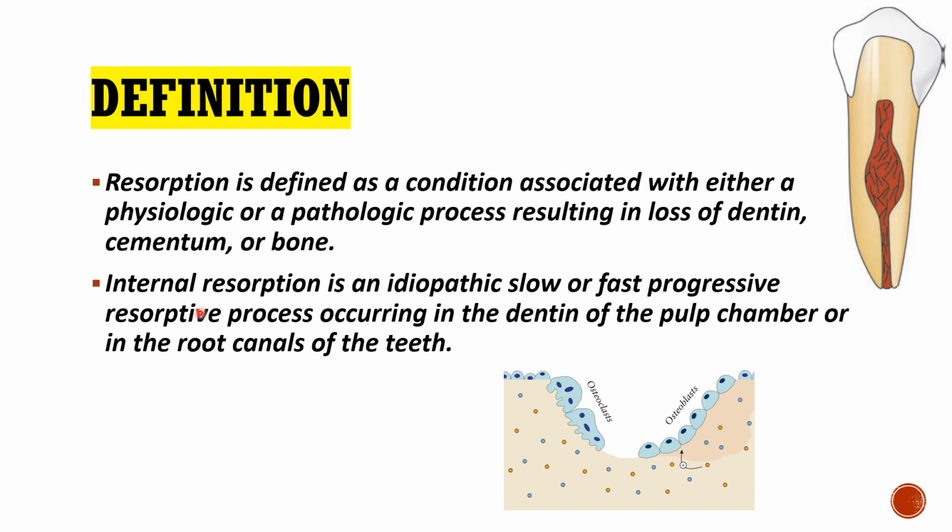Internal resorption is defined as an idiopathic process. Idiopathic is when the cause is unknown. So it is an idiopathic, slow or fast progressive resorptive process. Resorption is whenever there is this resorptive process, and this can happen slowly or fast. It is the process which is occurring in the dentine of the pulp chamber or in the root canal of the teeth. So that is nothing but internal resorption. We have earlier seen that internal resorption is a process which is occurring within the root canal space, and hence it is internal resorption.